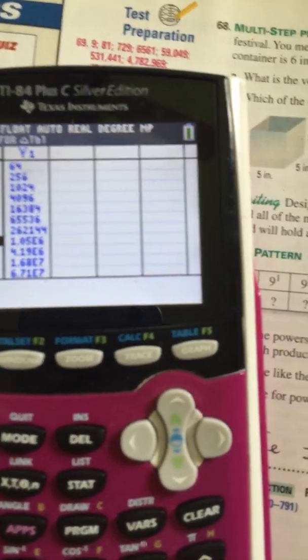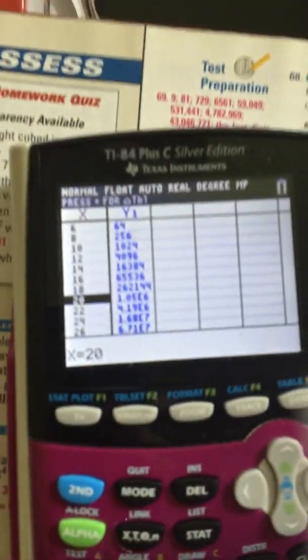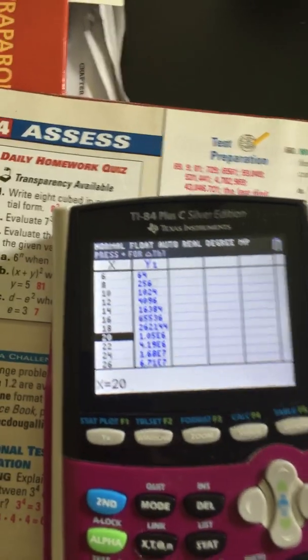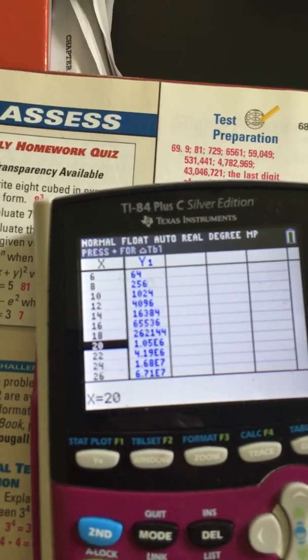What the E means is it stands for times 10. I'm going to write it over here on a piece of paper for you. I'm going to write down the number and teach you how to do it. So, 1.05.